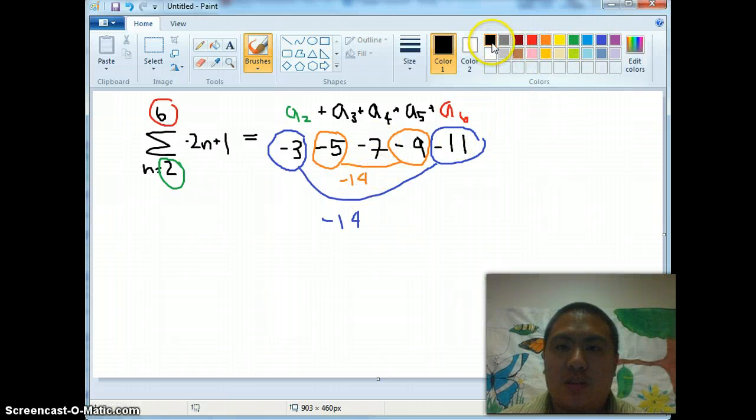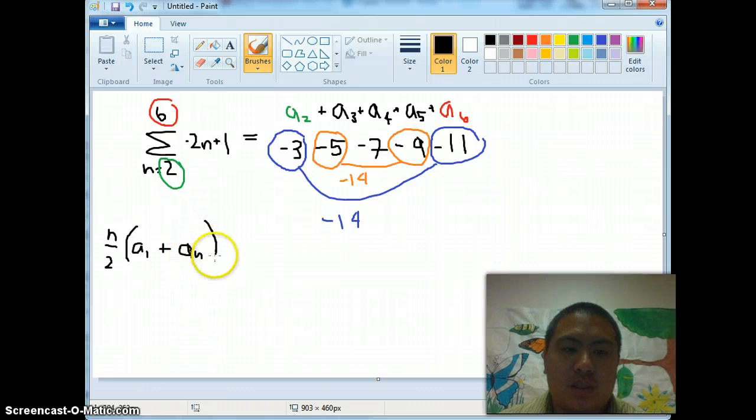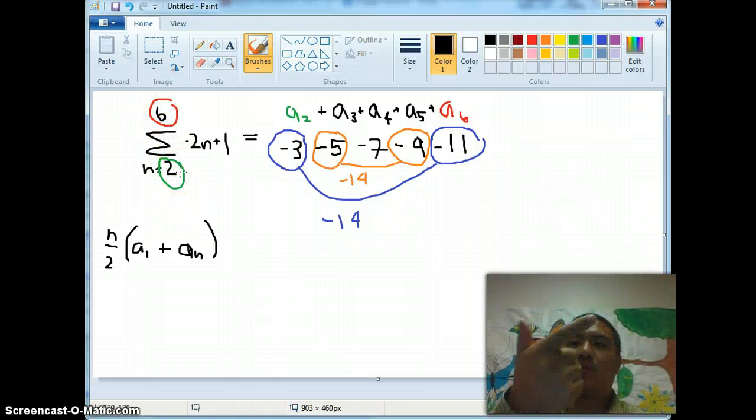Now when we put it into the arithmetic sum formula, which is n over 2 times a sub 1, which is the first term, plus a sub n, which is the last term, you can just go ahead and plug things in, right? You know how many terms you have, you can count it. So you can start counting from 2 and end at 6 with your fingers. 2, 3, 4, 5, 6, 5 things.